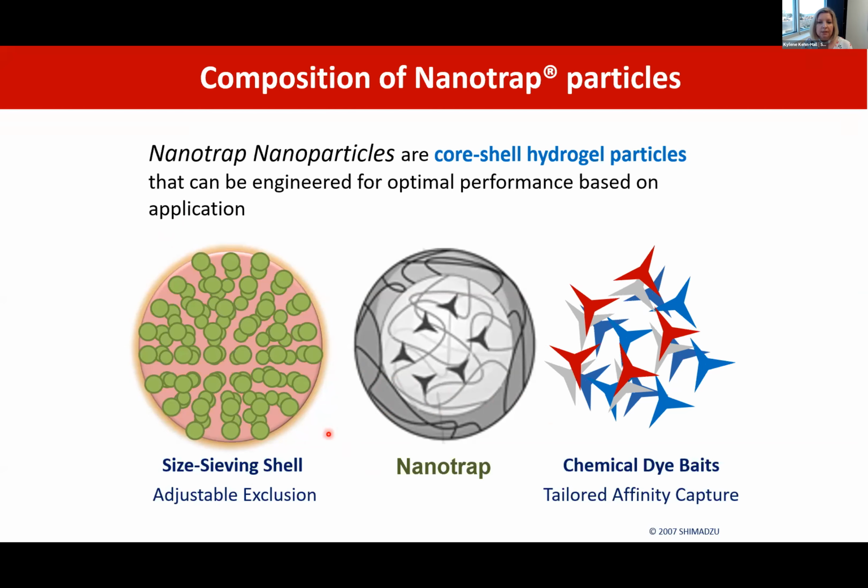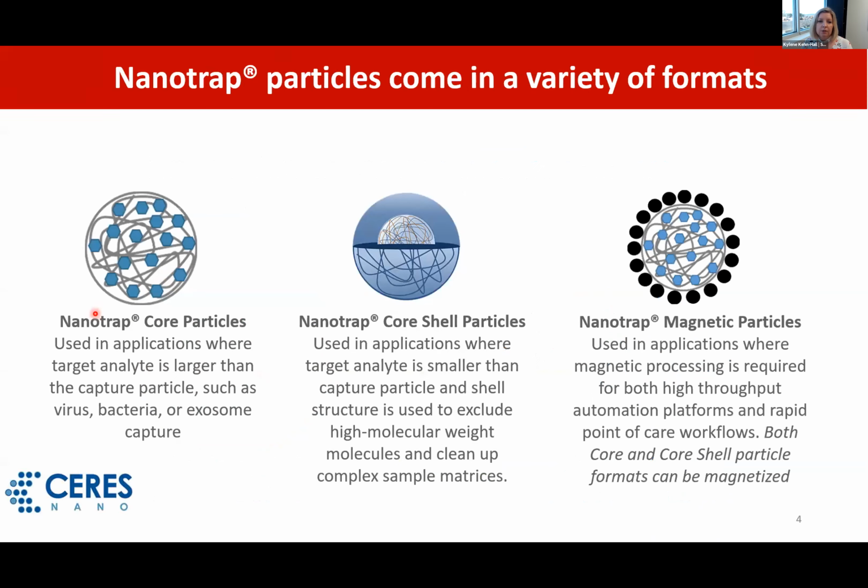And so the idea was that the analytes would be taken up inside of the nanoparticle, bind to the chemical dyes, and high molecular weight proteins such as albumin would be excluded, thereby increasing the sensitivity of the assay. But over the years, the particles have really been developed further, and they're quite customizable. And so there's three kind of main varieties that they come in right now.